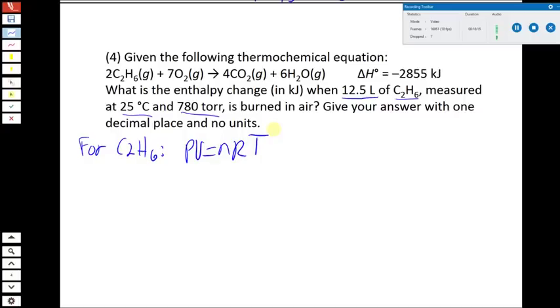And so we can use PV equals nRT for any gaseous reactant if we know the pressure, volume, and temperature to find the number of moles. Now to do this, we need the pressure in atmospheres because we're going to use R. So we're going to solve for the number of moles, which is PV over RT. Because this calculation is going to use the universal gas constant R, we want our pressure to be in atmospheres for this.